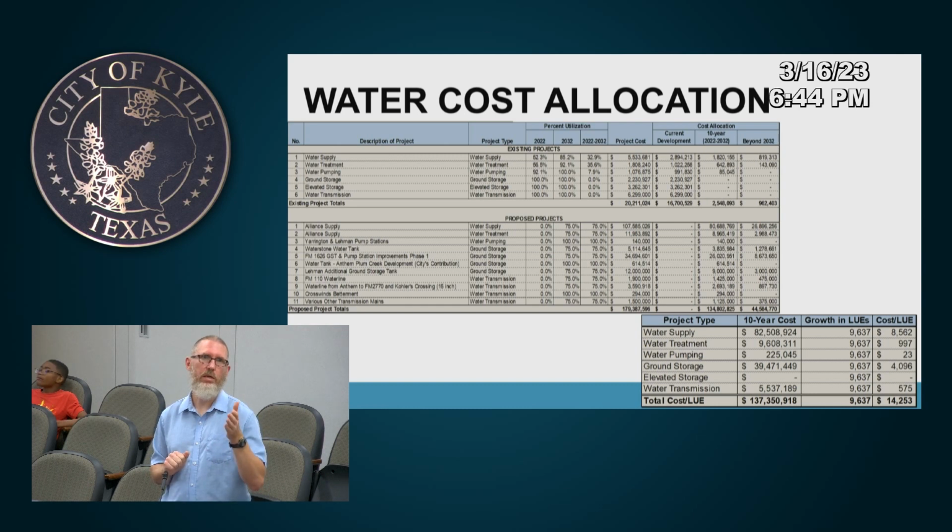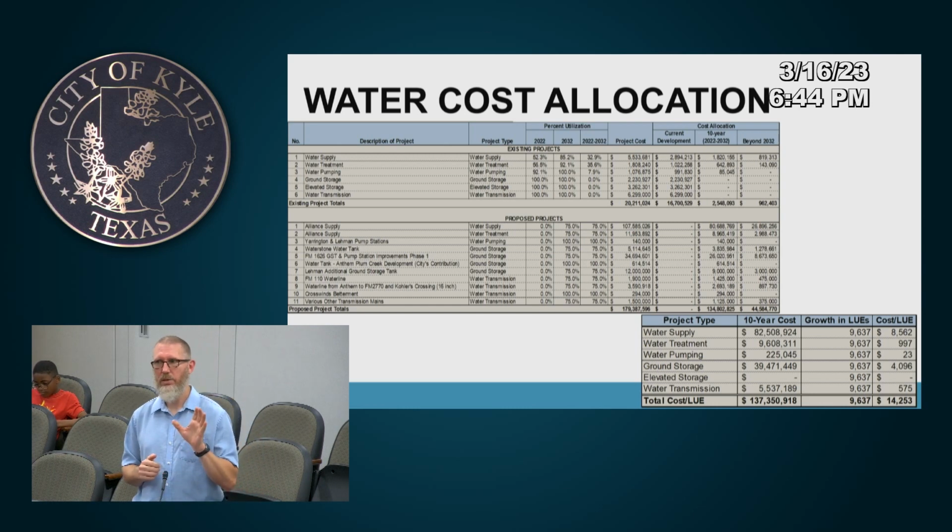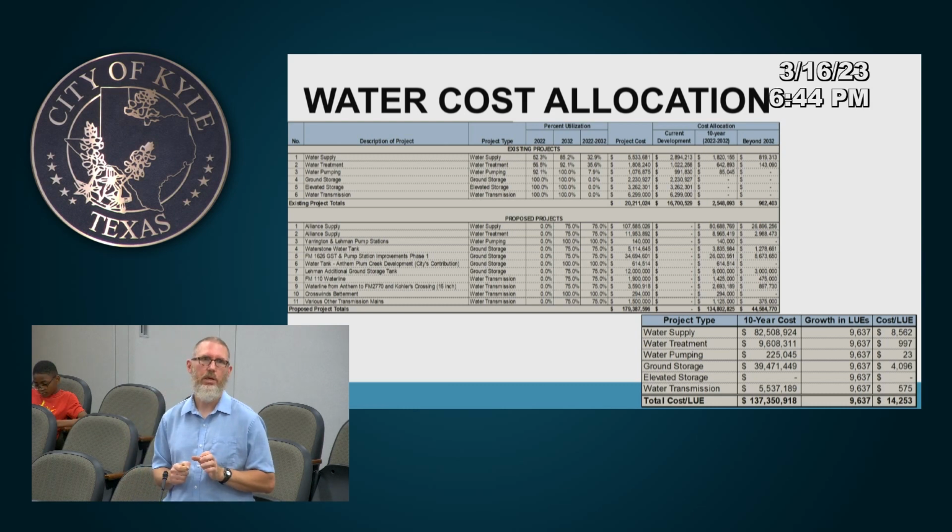And if we add all of those costs per LUE up on the water side, we come up with a total of $14,253. So that is our cost before we apply any credits, which I'll get to in just a little bit.